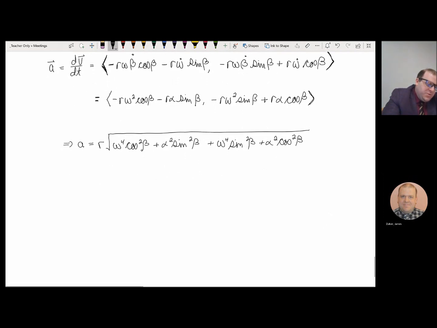Right, this is the first term squared. Oh, no, I'm sorry. No, that's not right. I'm missing my middle terms. I did the student square, not the actual square. So there needs to be a plus 2 omega squared alpha cosine beta sine beta. There's the first term squared.